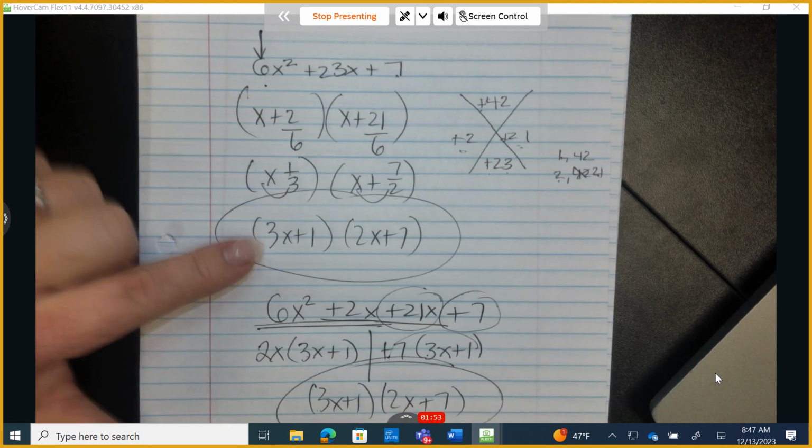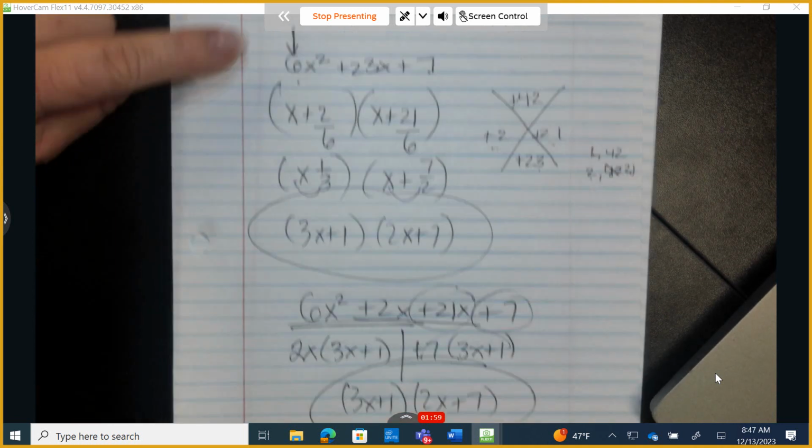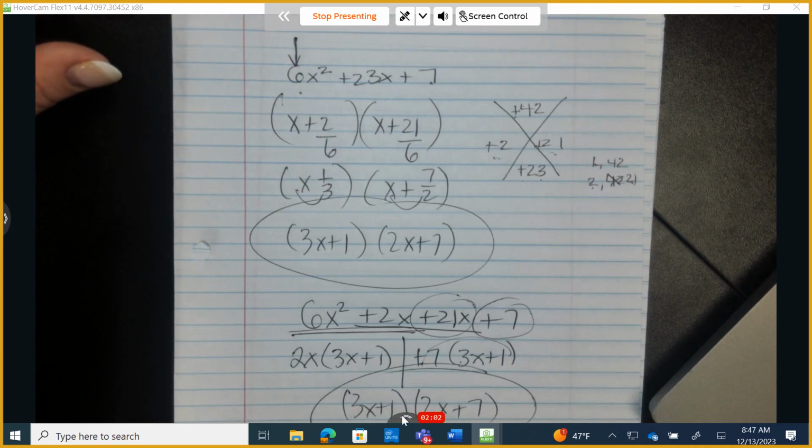Whether you do the shortcut method like I use, or you prefer the AC plus B method, we get the exact same answer, and they're an alternative way to write this original expression.